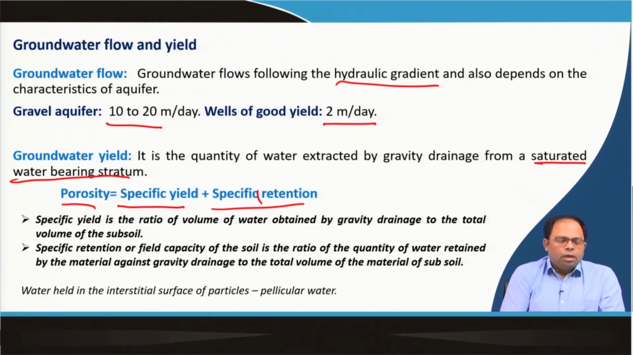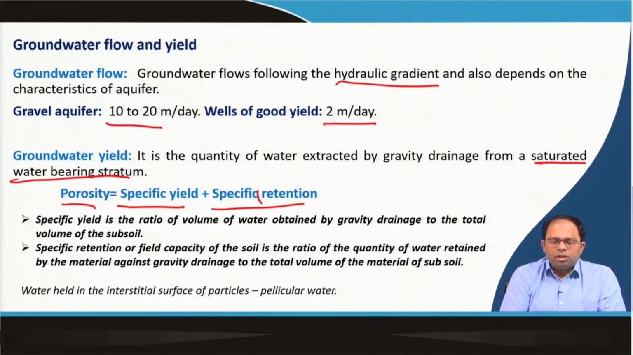Specific yield is the ratio of the volume of water obtained by gravity drainage to the total volume of subsoil. That means, if I construct a well, how much water will come into that well from the surrounding subsoil or surrounding aquifer. That is the specific yield of that particular soil, right.